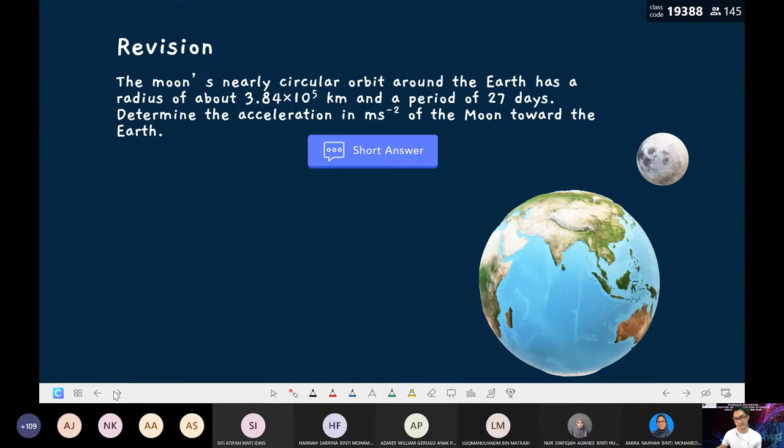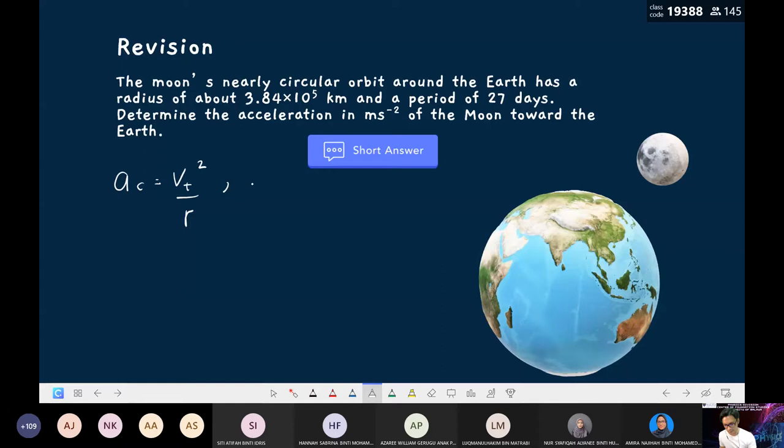Okay. Jadi saya nak buat sedikit revision berkenaan kita punya centripetal acceleration, where yesterday kita already derive centripetal acceleration, where centripetal acceleration is equal to tangential velocity to the power of 2 divided by radius. This one is in terms of tangential velocity, or else we can also use in terms of omega, where centripetal acceleration is equal to radius times omega to the power of 2.